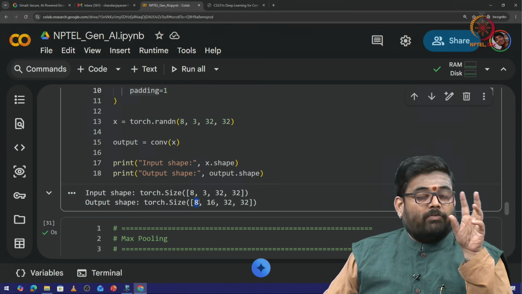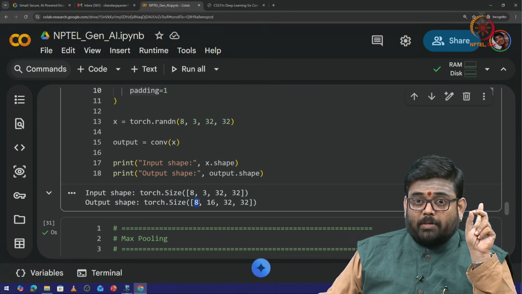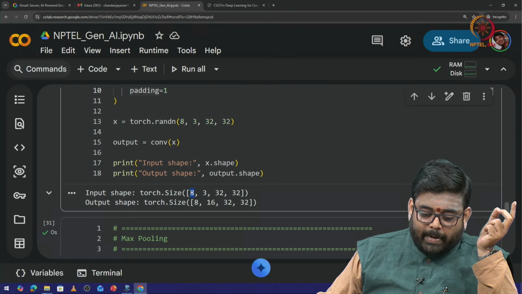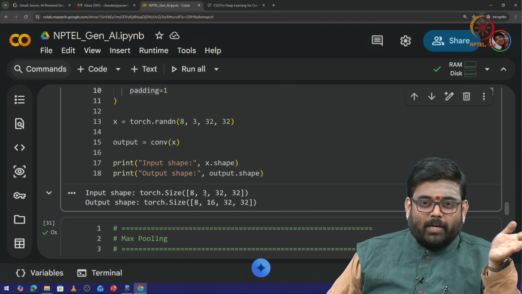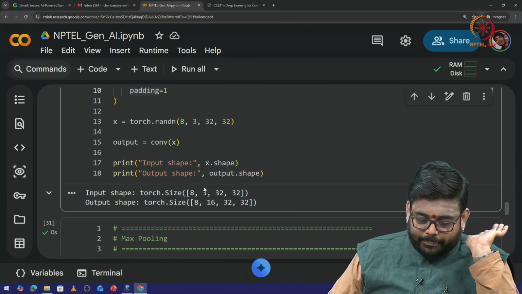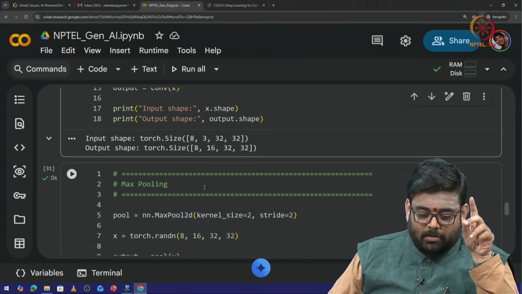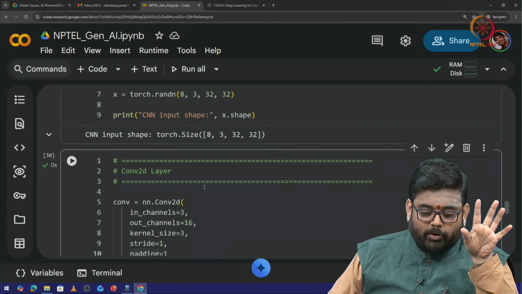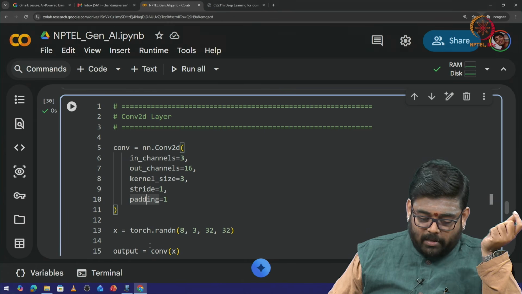Whenever we are performing the operation we will be considering the output with respect to one example. The first is the batch size, so you have to keep it as it is. The 3 we had taken as the last, and you can permute it perfectly fine. Now this is the first operation of convolutions. So you have to specify in channels, out channels, kernel size, stride and padding.